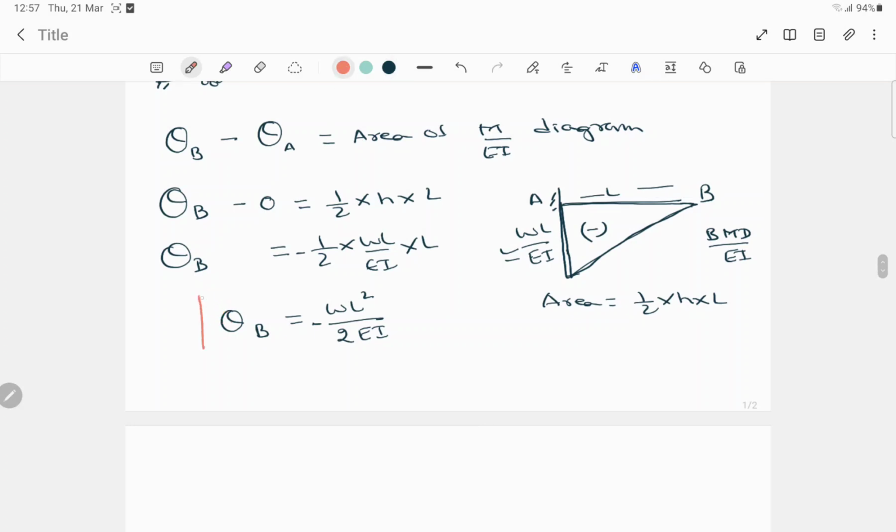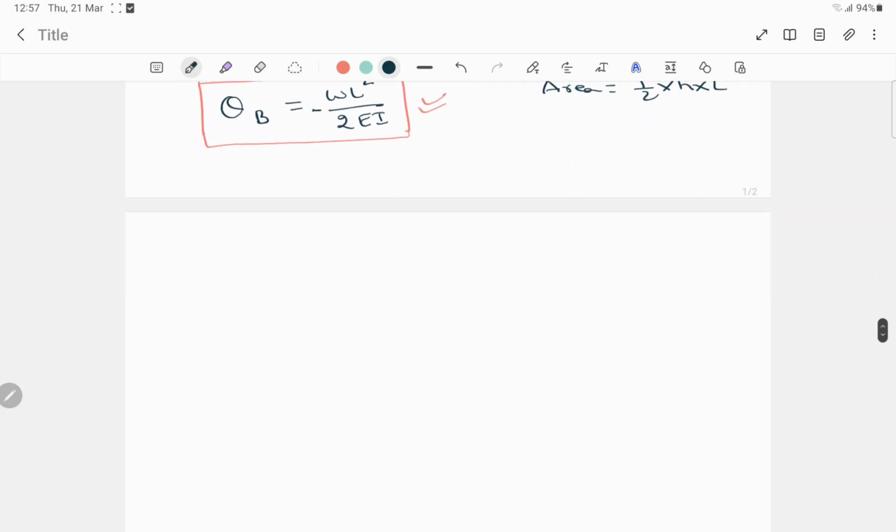So this is the formula for a cantilever beam when a point load is acting on that particular beam. This is the theta B value. Theta B is nothing but the slope at B. Now again we have to find the deflection.